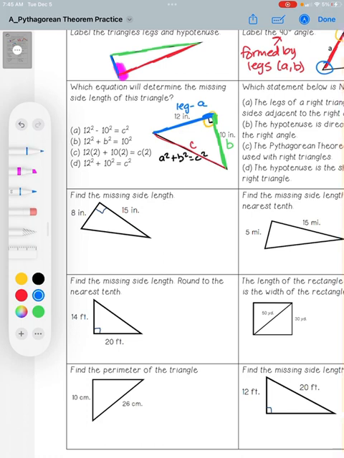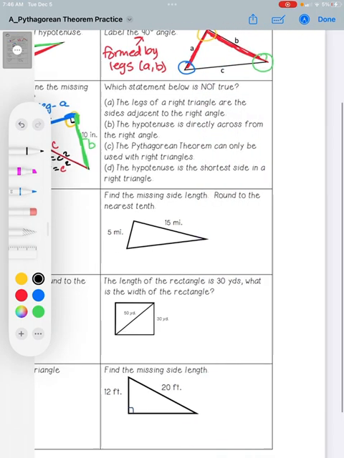Okay, well, instead of A, we get to use 12. So this becomes 12 squared plus, instead of B, we can use 10 squared equals, and we don't know what C is, so C stays as C squared. Okay, so you just want to know which equation matches that. So that one's kind of done for you, actually.